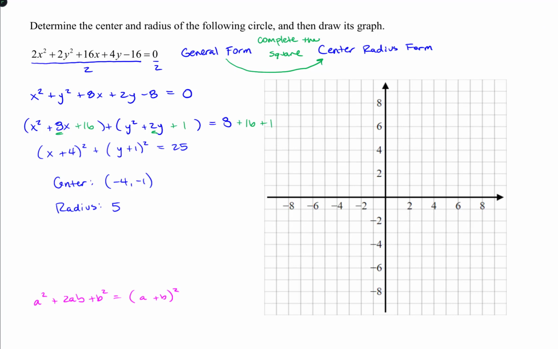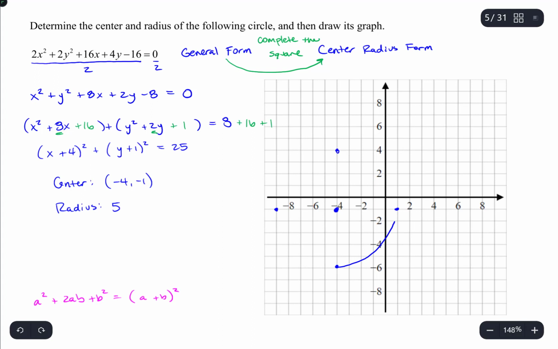So -4, -1, there's my center, and I'll just go 5 units to the right, above, to the left, and below. Right? And that gives me some reference points that I can work with and draw in my circle between those points.